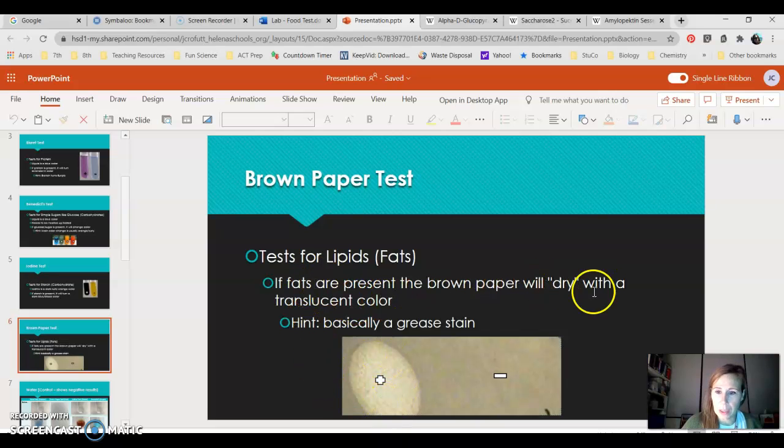So if fats are present, the brown paper bag will dry a translucent color. It'll always look like it's wet even after you dry it. It's basically just a grease stain. So you'll be able to see that.